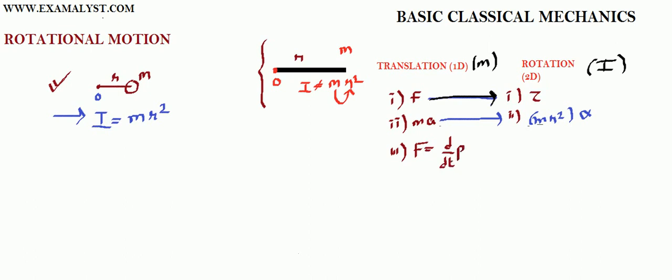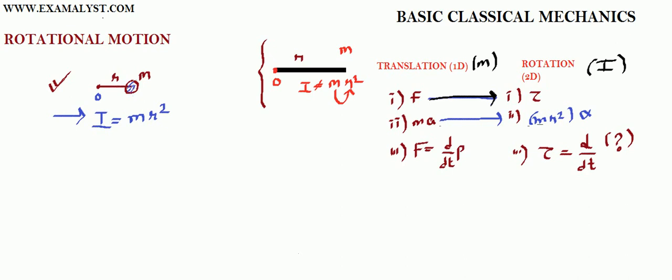Now the question is, since in rotation torque plays the role of force, I mean torque is the main thing in rotation that is responsible for the rotational effect, not only the force but also where it is applied. That's why we use torque. So the question is, can we write torque as the rate of change of some quantity? What will be this quantity? Let us see.